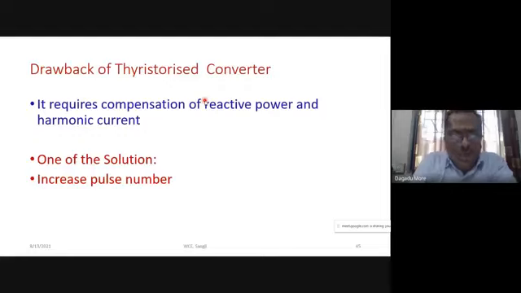Also it takes a non-sinusoidal current from the source, and hence we say that it injects harmonics, and we have to compensate for that. This is the problem.